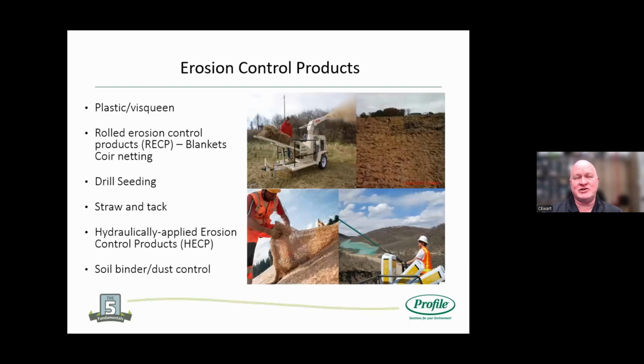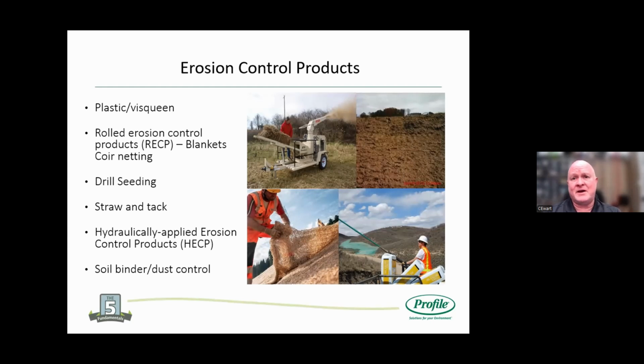Nowadays, erosion control, you have plastic, visqueen, good solution if you're looking at carrying through one storm. You just got to get it covered. It's a small amount of area. You can roll the stuff up and reuse it on a future area. If it's long term, you don't want to use visqueen. It's going to blow around. It's going to break down. It's just a mess. You can use rolled erosion control products, blankets, coir netting.